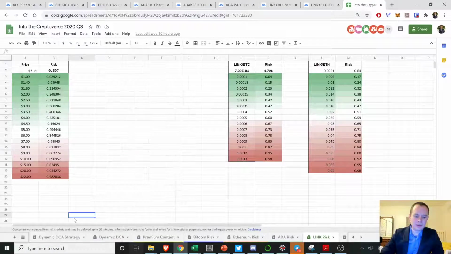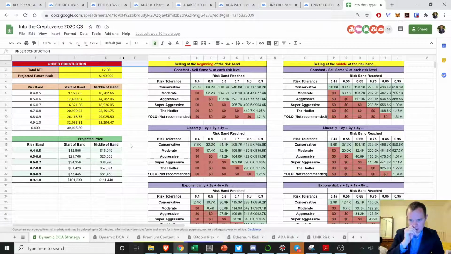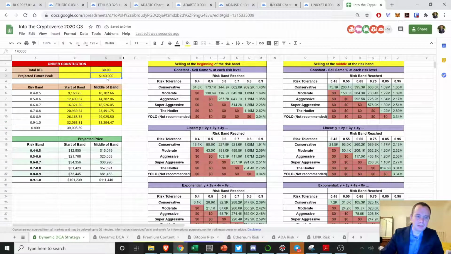Remember, on this page, you can go to the dynamic DCA strategy page. Actually, I think I need to fix this because I don't think I have it so that you can edit it right now. I'll try to fix that soon. But the idea is that you can come in here, put in however many Bitcoin you have, and then put in your projected future peak. Let's say you think it's going to be 160.